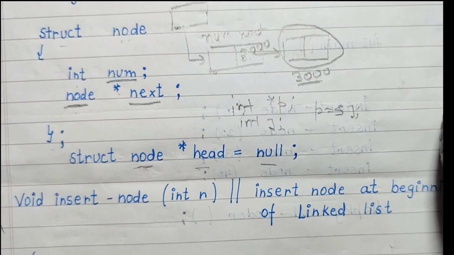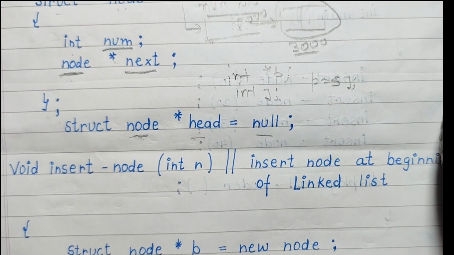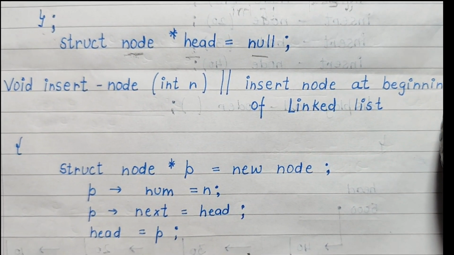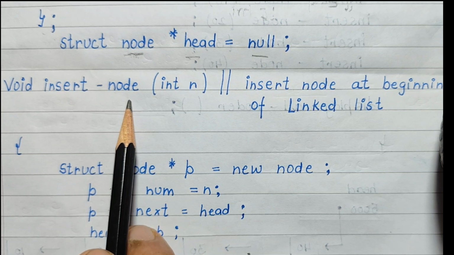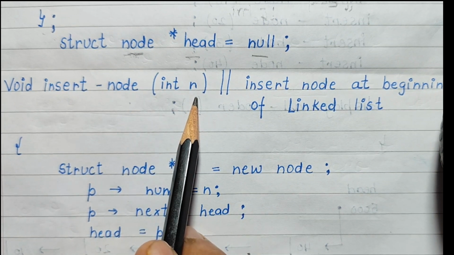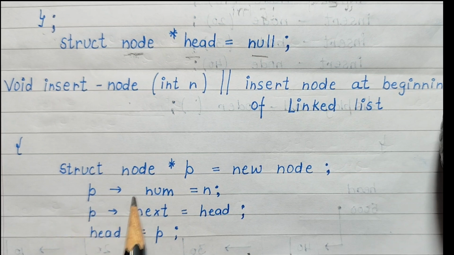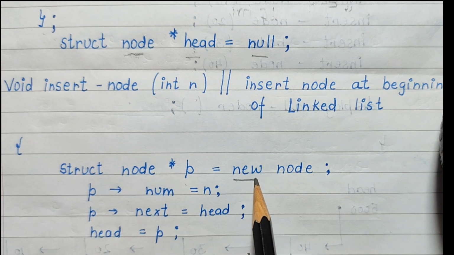to insert the node. I create a function named insertnode. Now insertnode is the name of the function, and n is the value of the element that you want to assign to that node. So first I create a node. As all of you know, a linked list is created by dynamic memory allocation. So in C++ we use the new operator.